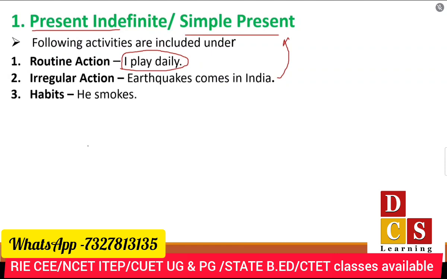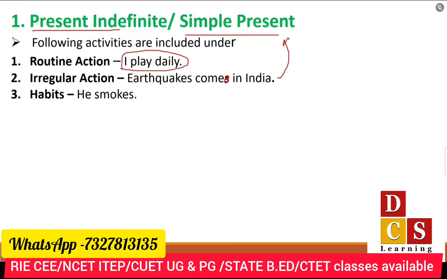Sir, I have a doubt. Yeah, tell me what is the doubt. Sir, there is written earthquakes comes, so I think this verb is not suitable here. Yeah, very good. It will be earthquakes come in India. Got the point? Very good.